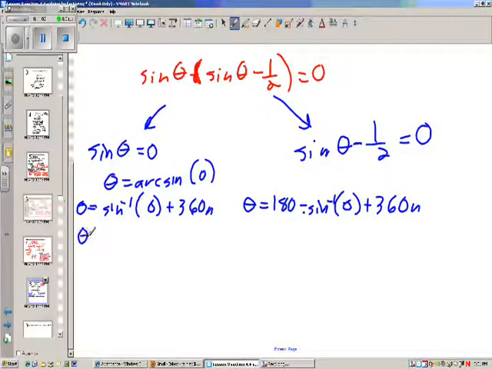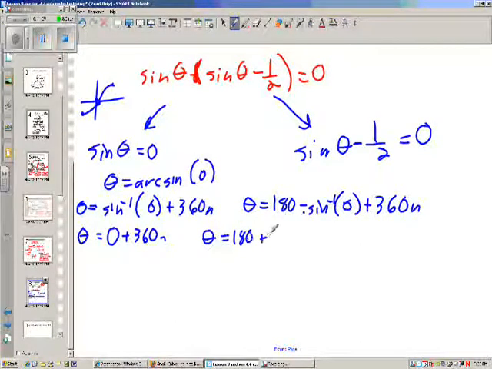Now the inverse sine of 0, if we think about inverse sine being from its principal branch of sine, from negative 90 to 90, 0 is going to be the inverse sine of 0. So that's going to be 0 plus 360n. 180 minus 0 is just going to be 180 plus 360n.